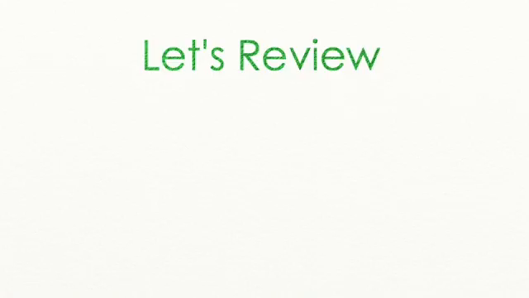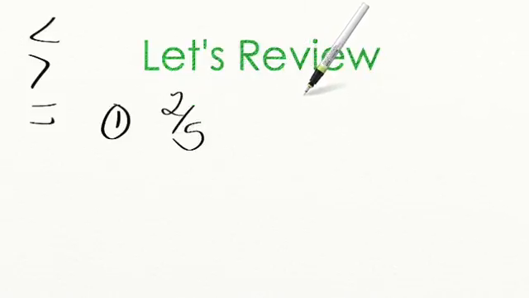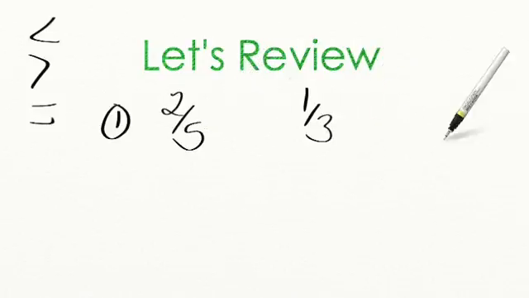Let's go ahead and review what you've learned in today's lesson. There are 3 symbols that you're using when you compare fractions. You have less than, greater than, or equal to. There are also 3 basic steps that you need to use to compare fractions. Step 1, you need to find a common denominator. If you were to find if 2/5 is greater than or less than 1/3, you would need to find a common denominator. So 5 times 3 is 15.